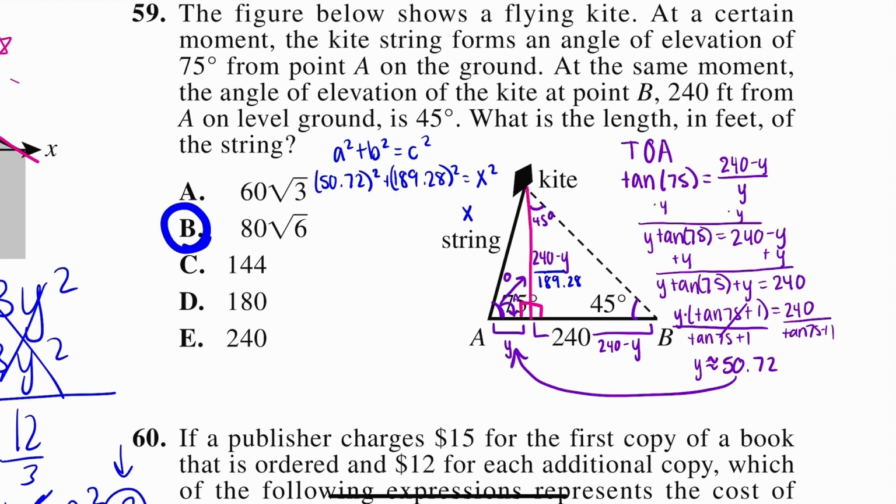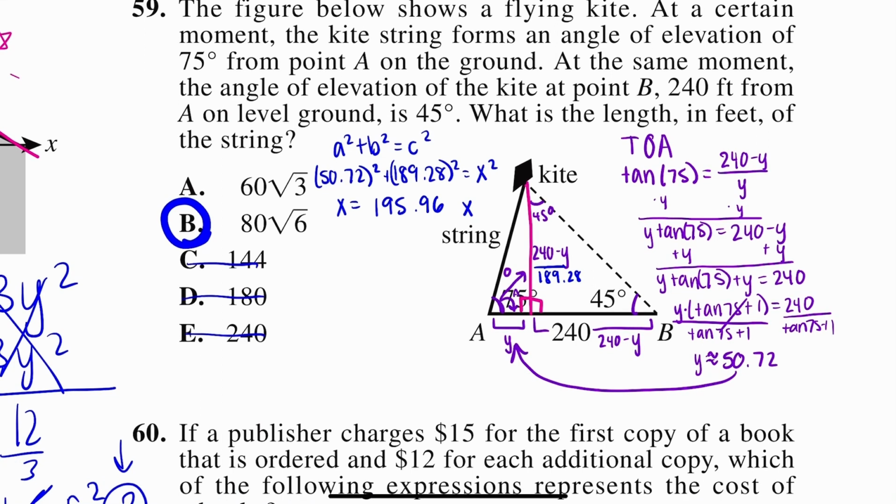And this is all great calculator stuff here. So x is equal to, I got 195.96. So that's obviously not any of these. So in your calculator, do 80 times the square root of 6. And those are the exact same answer. One's just in decimal form and one is in simplest radical form. There may be an easier way to do that. That's just the way that I would see it, based on how well you know trig.